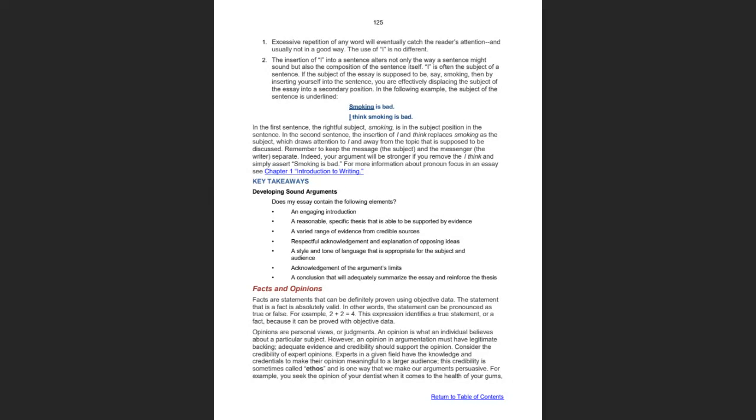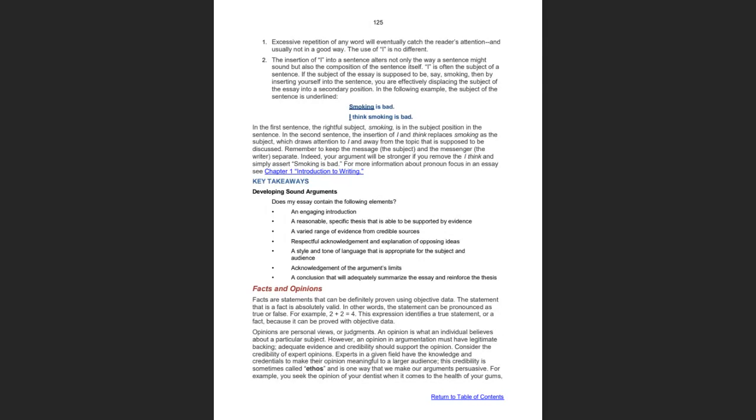Okay. Facts are statements that can be definitely proven using objective data. The statement that is a fact is absolutely valid. In other words, the statement can be pronounced as true or false. For example, 2 + 2 = 4. This expression identifies a true statement or a fact because it can be proved with objective data.